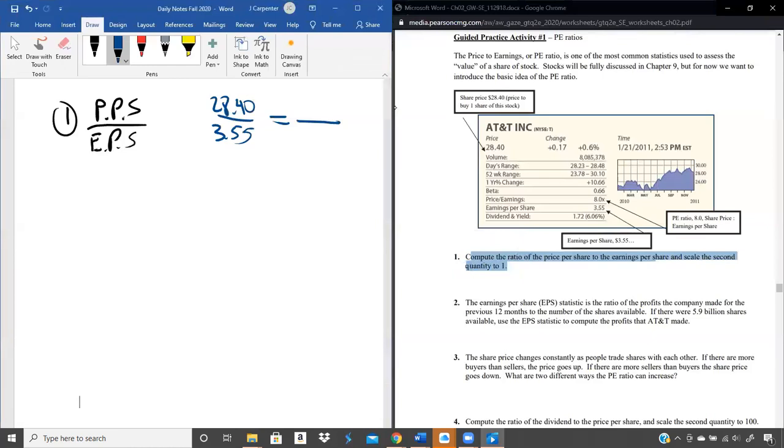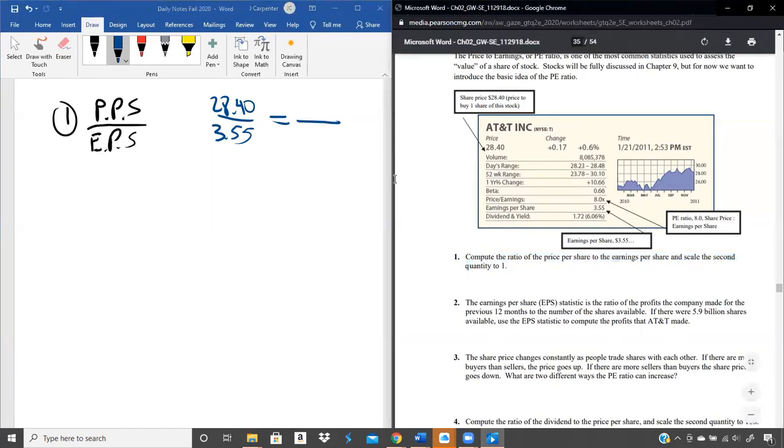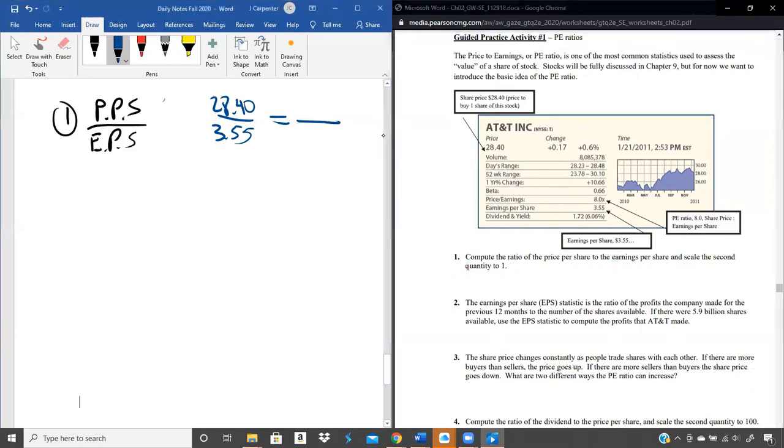How did I know what the price per share was? I used my eyes and I paid attention. How did I know what my earnings per share was? I used my eyes and I paid attention. But then they said to scale the second quantity to 1. What's the second? Top or the bottom? It's the bottom. It's first in the top, second in the bottom. So when they say to scale it to 1, that says to put a 1 there. It doesn't say just turn the 3.55 into 1. Scaling something means to build a proportion and to scale the specific number to 1. If they had said to scale the first quantity to 1, then I would have done this instead, but that's not what they asked.